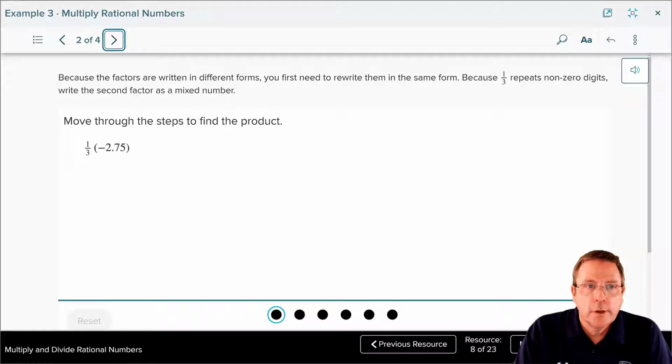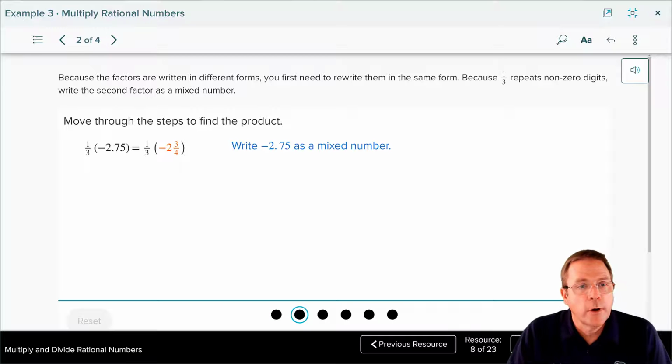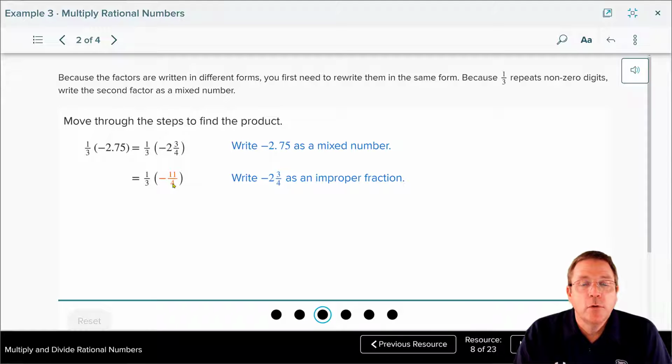So let's follow the textbook as they go through how to work this problem. First thing they did, the negative 2.75, they changed that to be negative 2 3/4. Easy switch. We should know that one without having to do any calculations. The next thing they're going to do is change that negative 2 3/4 to an improper fraction. Easy again. Next thing we're going to do is simplify, but hey, there's nothing going to simplify in that one, so they're going to go straight into multiplying 1 times negative 11 and 3 times 4.